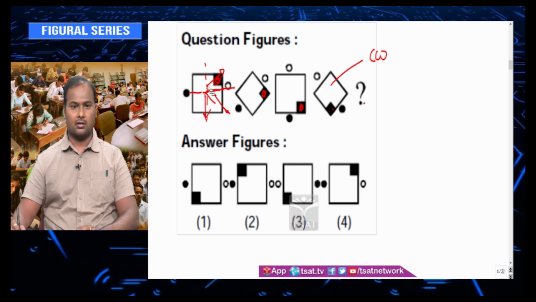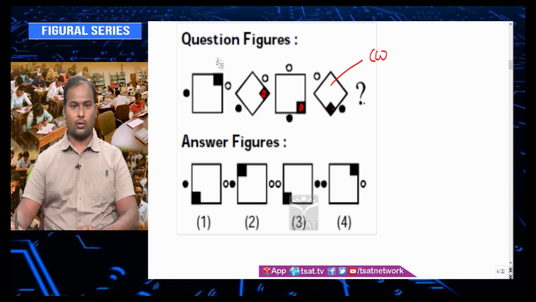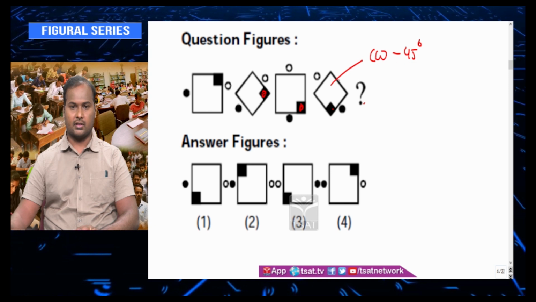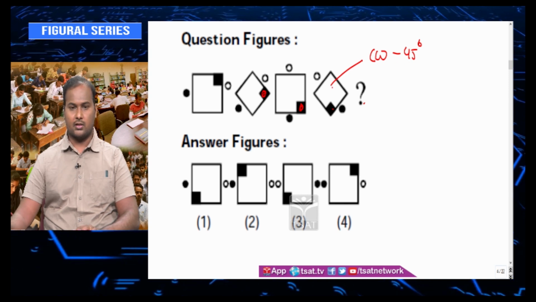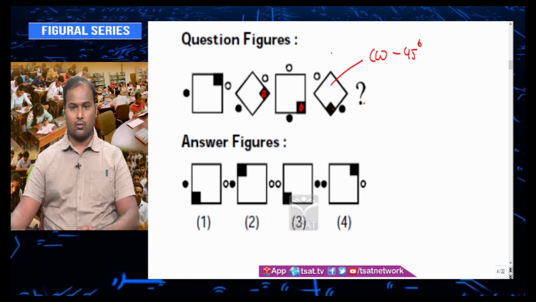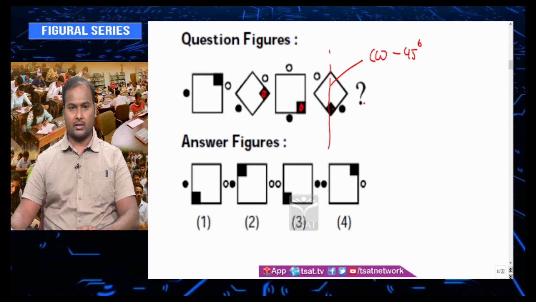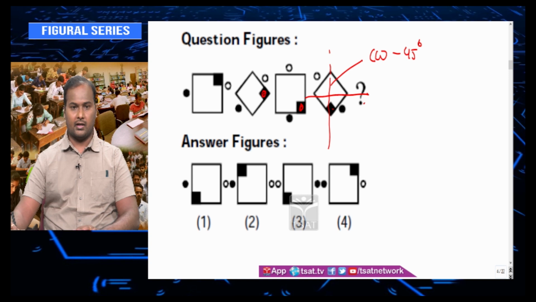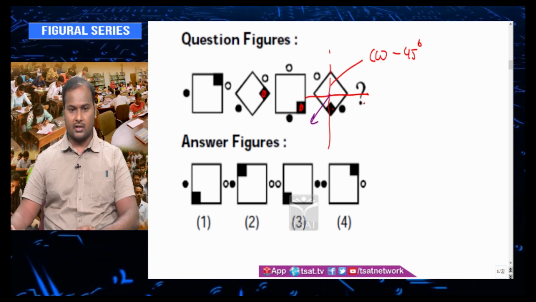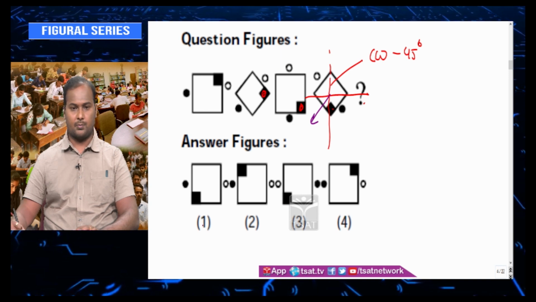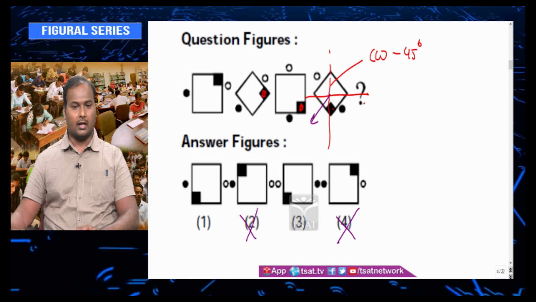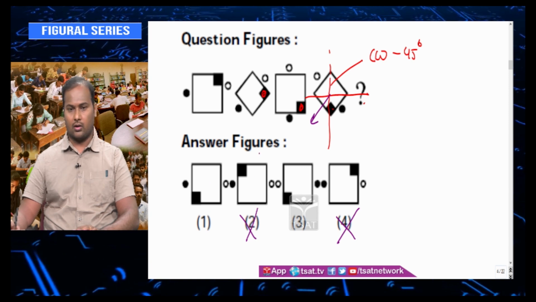What exactly is happening? The inside figure is rotating clockwise by 45 degrees. So this is rotating 45 clockwise. Now you apply the same rotation, clockwise 45. Now see here, draw two lines like this. Now it is here, 45 degrees means now the direction will be like this, right? So the direction here fits only two options, that is option 1 and option 3. So option 2 and option 4 are eliminated. Now your answer will be either 1 or 3.